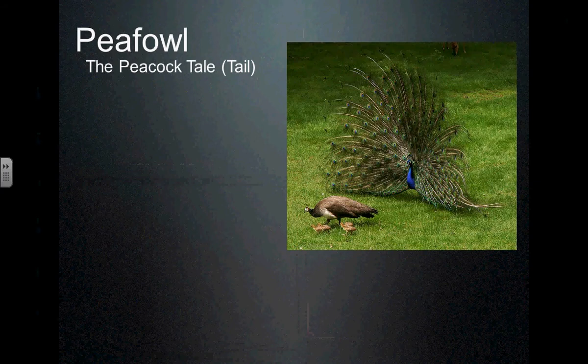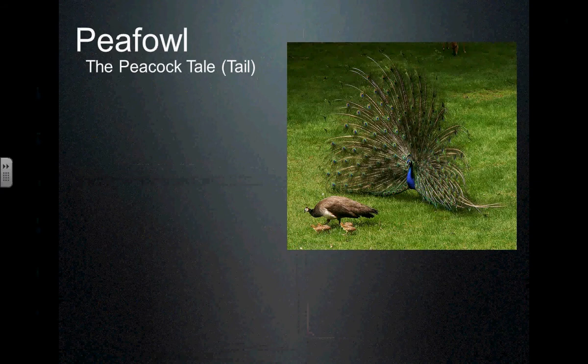But you probably have noticed the male peacocks because of their tail feathers. They have these very long feathers, very brightly colored, very showy. But the female, the peahen, actually just looks kind of like a boring color. They don't have this elaborate tail like the males do.